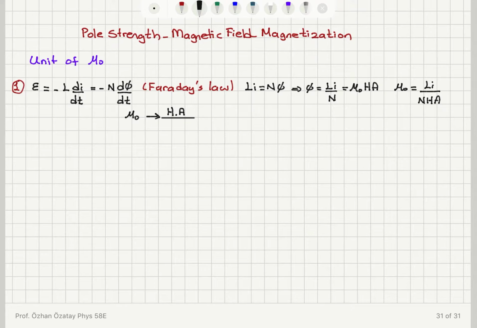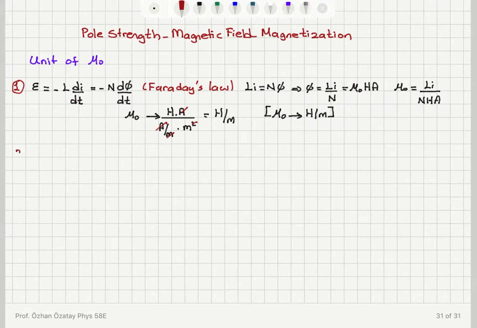We have the magnetic field H, which is measured in amps per meter, and the area in meter square. So this gives us, as a result, Henry, because the amps disappear, a meter disappears, we have Henry per meter. So the SI unit for permeability of free space, mu0, can be written as Henry per meter. So that's one way to do it.